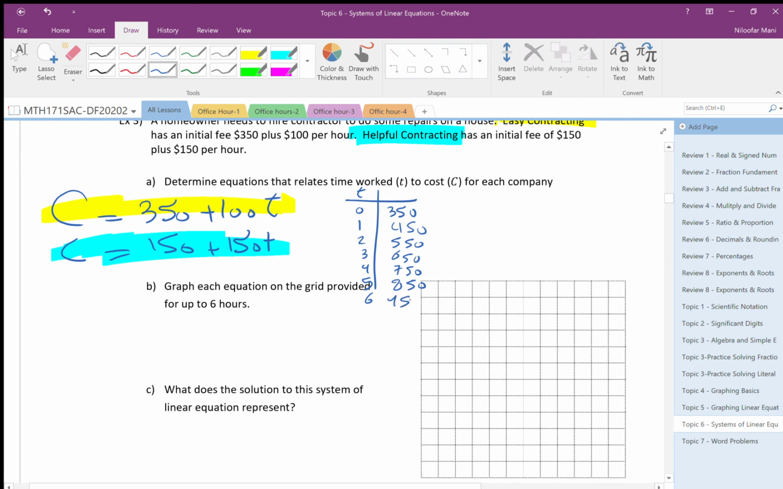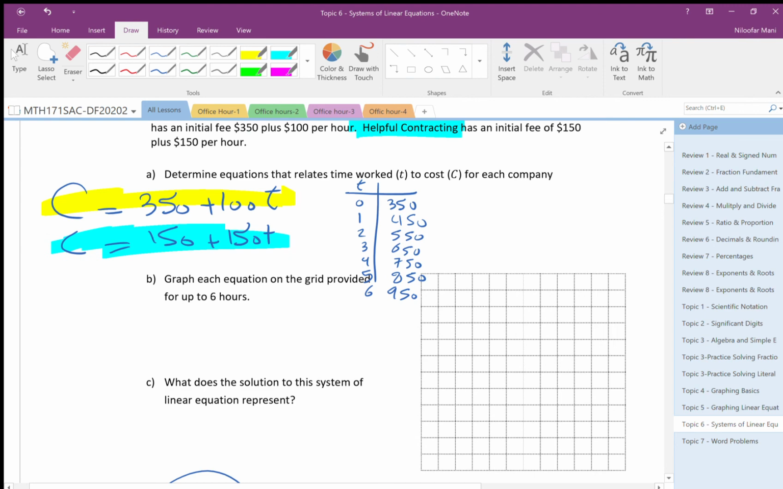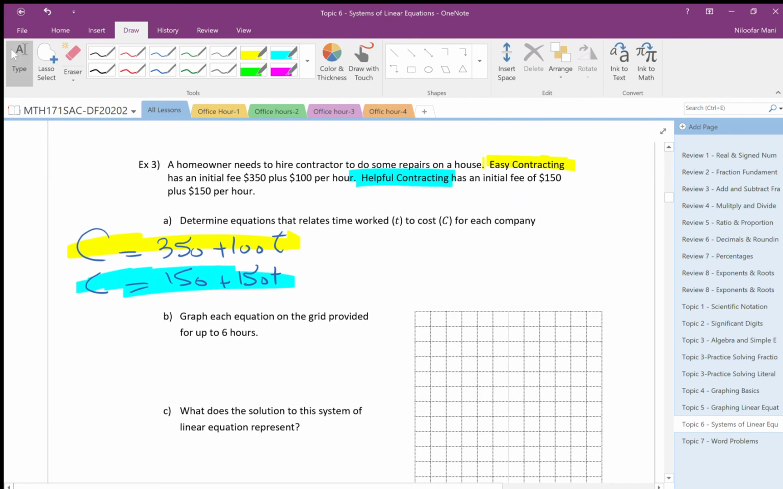950. The reason I go to 6 is that the question gives me a clue: 2 hours, 4 hours, 6 hours, so I don't need to go further. I need to have more information, but here I don't have enough space, so I can go here and make this table of T and C: 0, 350; 1, 450; 2, 550; 3, 650; 4, 750; 5, 850; and 6, 950.